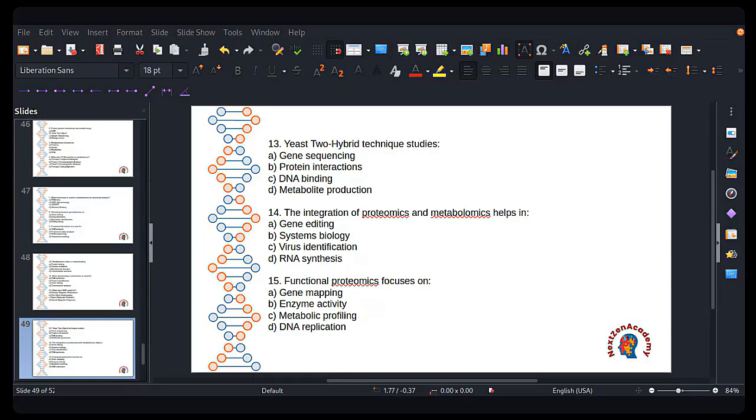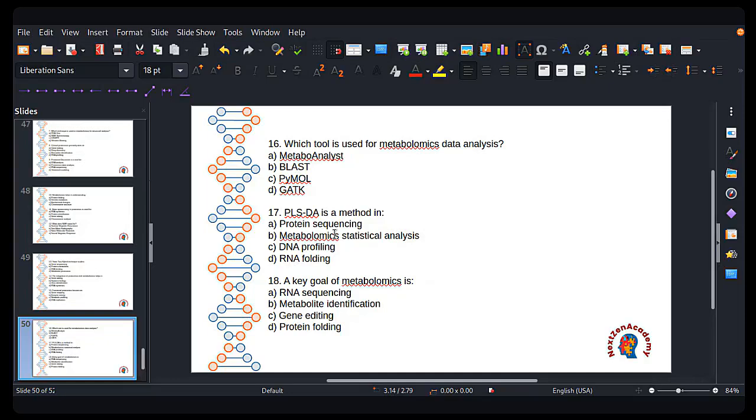Then question number 16. Which tool is used for metabolomics data analysis? We talked about two tools, right? And one of them is what's also for the 16th question? MetaboAnalyst. Answer for the 16th question is A.